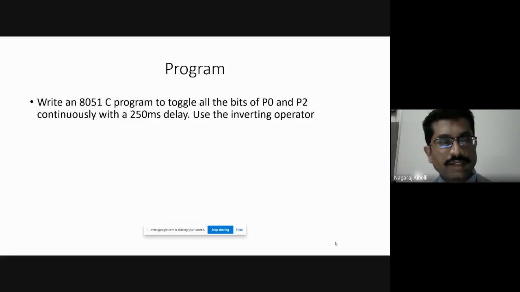Write an 8051C program to toggle all the bits of P0 and P2 continuously with a 250 millisecond delay. Use the inverting operator.